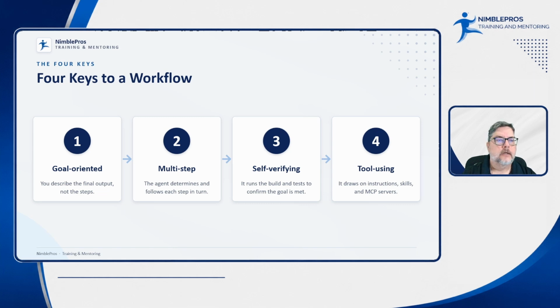from here to there. And it needs to be self-verifying. The agent needs to be provided instructions on how to verify that it has completed that task. And then it needs to be tool using. It draws on everything that we've been doing through the first 3 episodes. It needs to have those instructions, it needs to have those skills, and it needs to have access to the MCP servers. Well, if you miss any of those pieces, you really don't have a workflow. You just have a prompt wearing a trench coat.